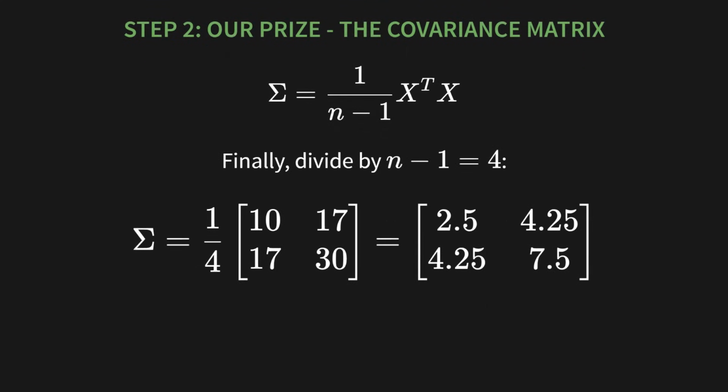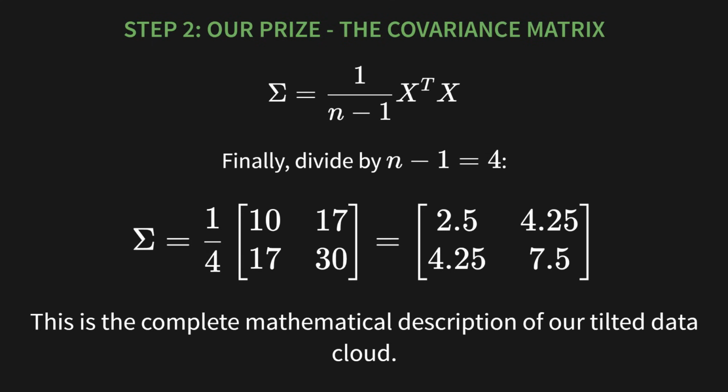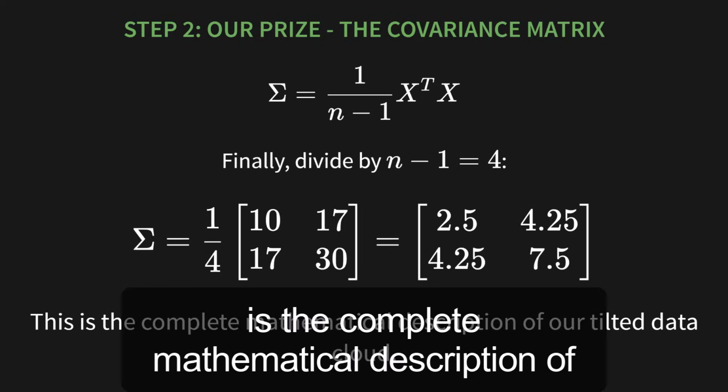And finally, to get our prize, the covariance matrix, we just divide by n minus 1. Since we have 5 samples, we divide by 4. This gives us our final covariance matrix, 2.5, 4.25, 4.25, and 7.5. This is the complete mathematical description of our tilted data cloud.